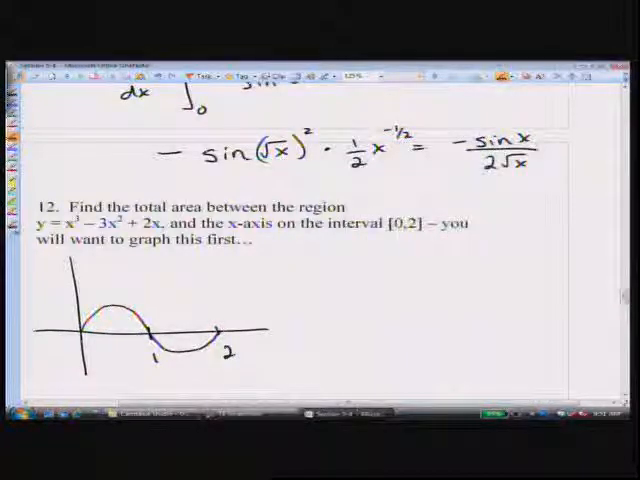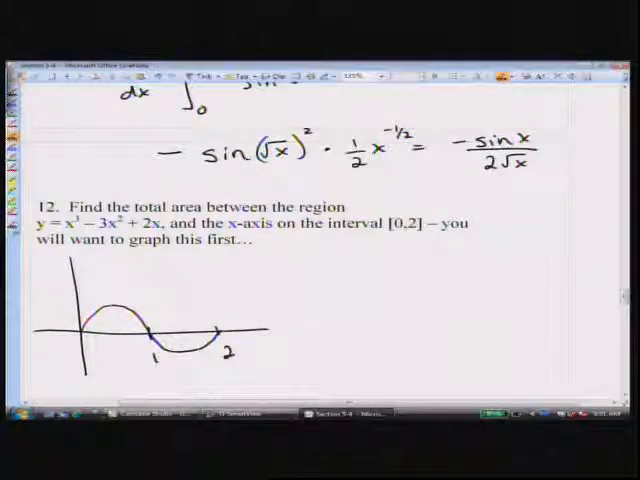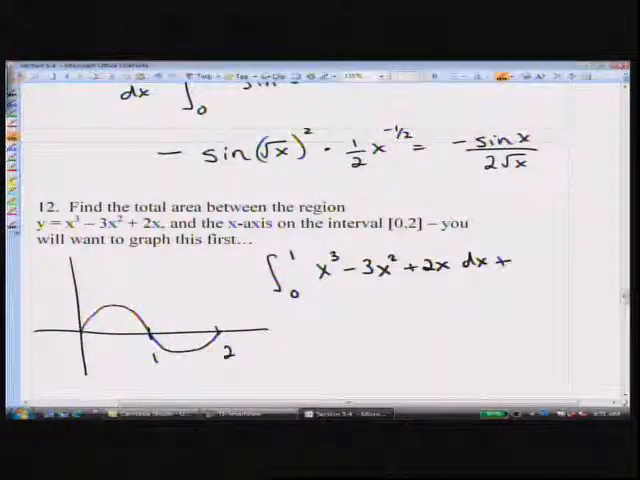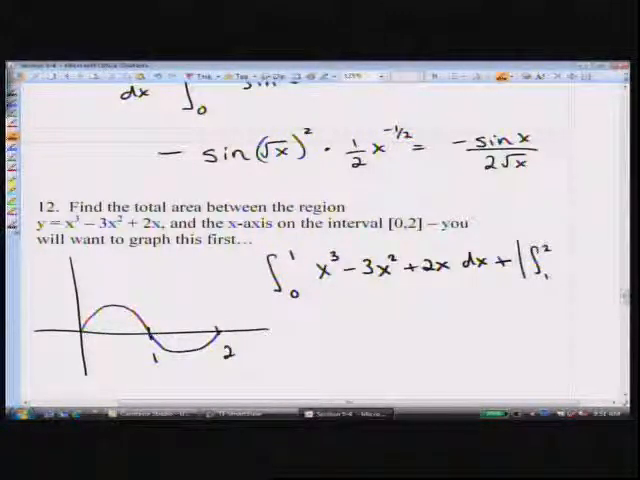So what we have to do is integrate from 0 to 1 of x cubed minus 3x squared plus 2x dx. And then we have to add to that the absolute value of the integral from 1 to 2, because this integral is going to be negative. Does that make sense? Because it's underneath, you're actually going to end up with a negative, but it's just the absolute value of it. So we're going to do the absolute value of the integral from 1 to 2 of the same function, x cubed minus 3x squared plus 2x dx.